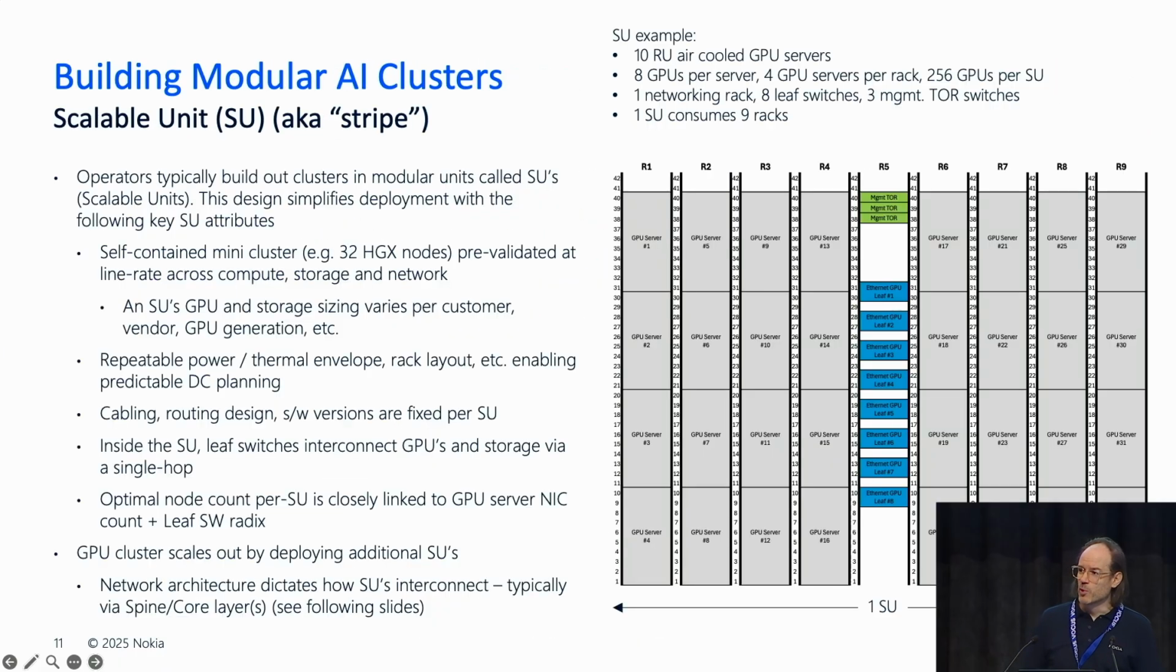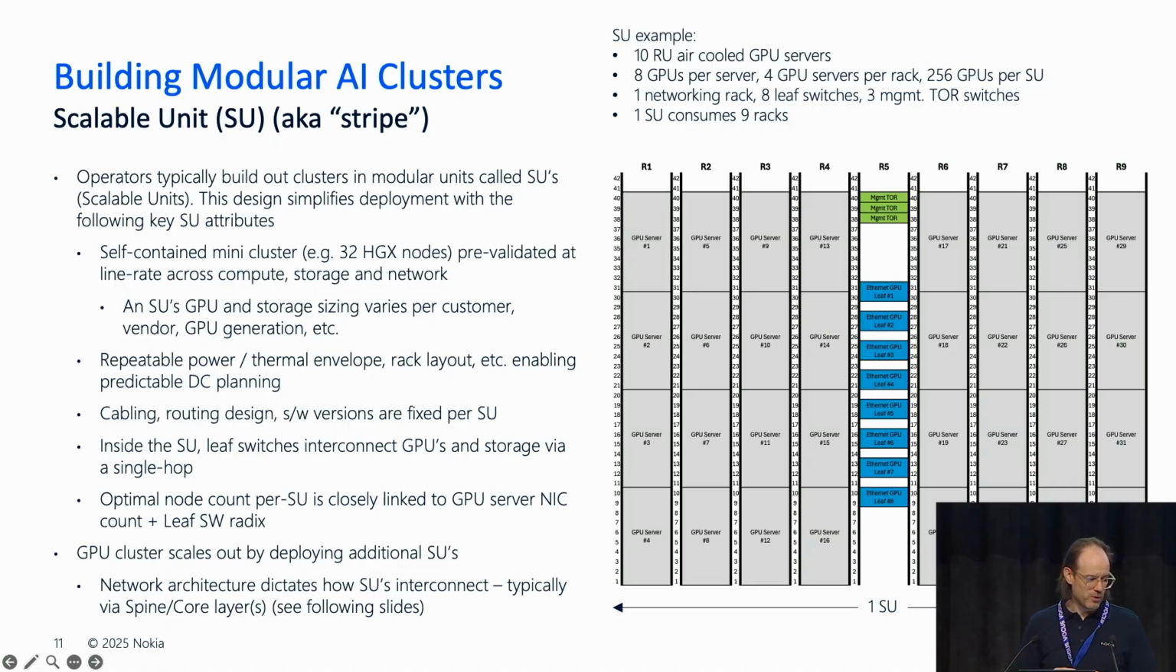So let's move on to the physical infrastructure of a cluster. And this brings me to the concept of building modular data centers or modular clusters, and you need to introduce the concept of an SU, or scalable unit, also known as a stripe. The idea here is that each SU is a self-contained mini cluster that's been pre-validated at line rate across compute, storage, and network. The reason for this is it gives operators a repeatable power and thermal envelope and rack layout that they can continue to apply as they scale out their cluster.